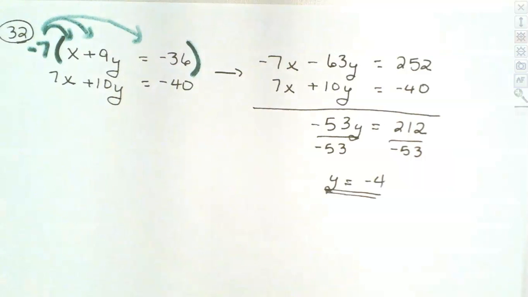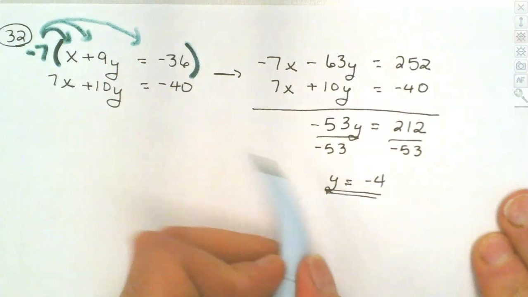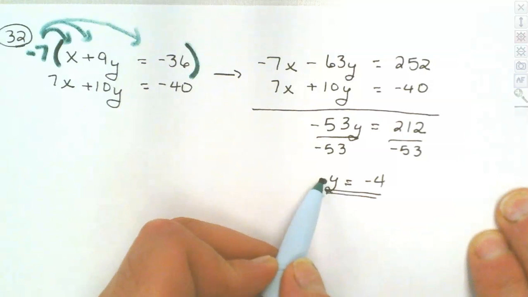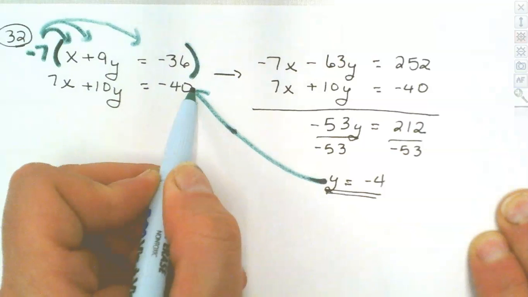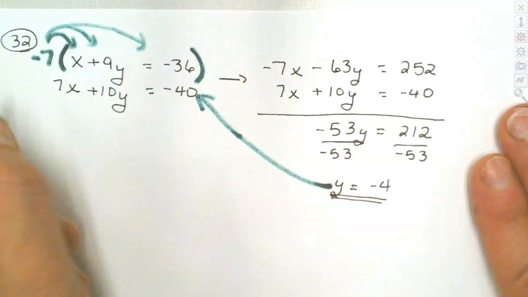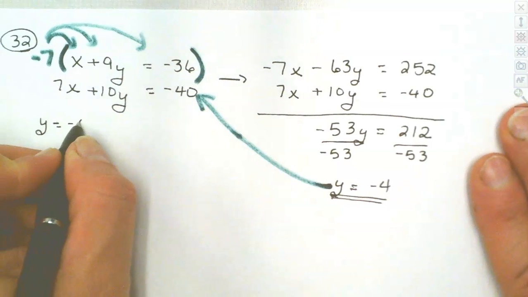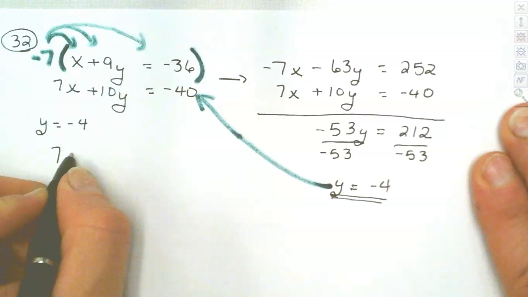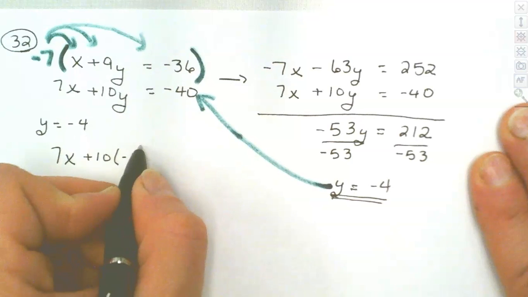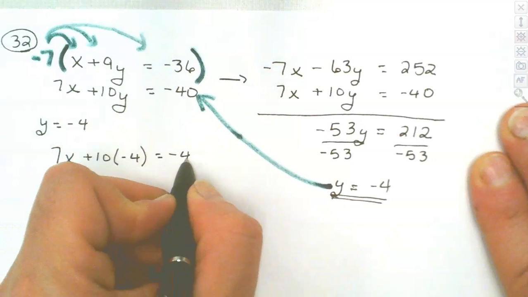Now, when we write our answer, we need to get the x and the y component. Right now, we only have the y part. How do we get the x part? Well, if we take our y and we plug it back in. Doesn't matter where you plug it back into. I'm going to plug it right back into the second equation because it's easy to work with. We know y is negative 4. So that's going to give you 7x plus 10 times a negative 4 equals a negative 40.